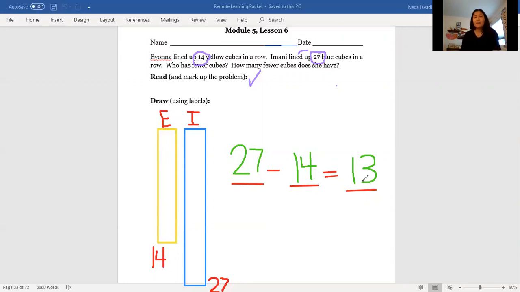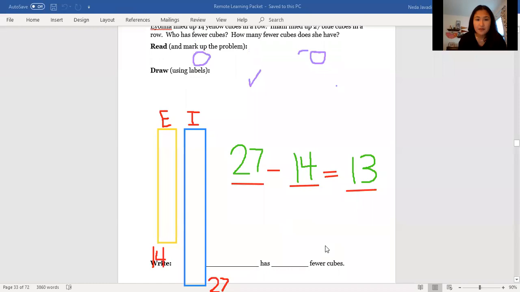Let's check what would happen if we grabbed 14 and counted up all the way to 27. Do it with me. Grab 14. Get ready, go. 14, 15, 16, 17, 18, 19, 20, 21, 22, 23, 24, 25, 26, 27. I had 10 plus 3 more. That means 13. That means we checked our answer. Nice job. Let's keep going.